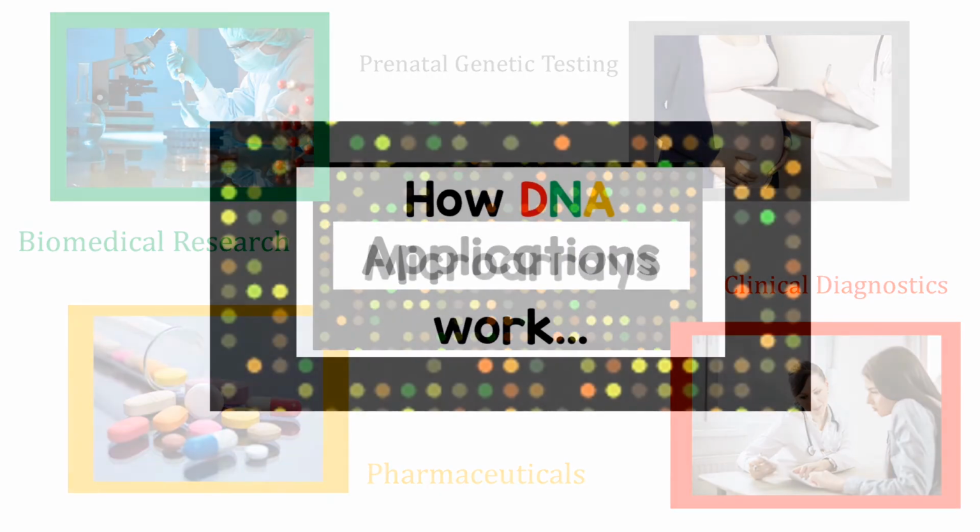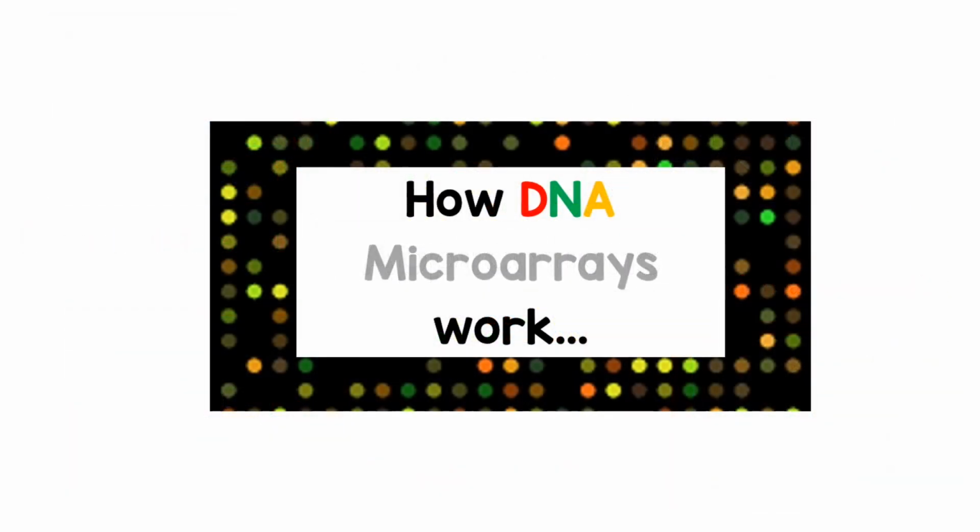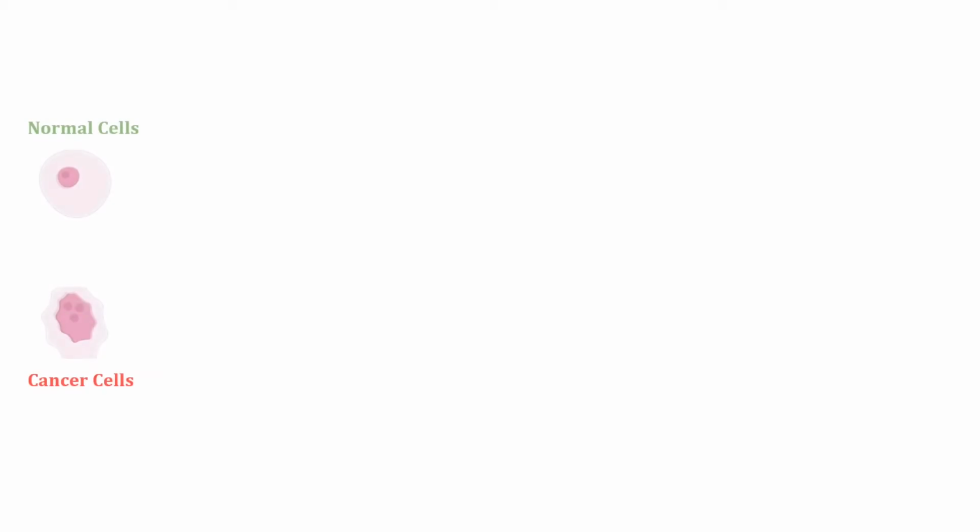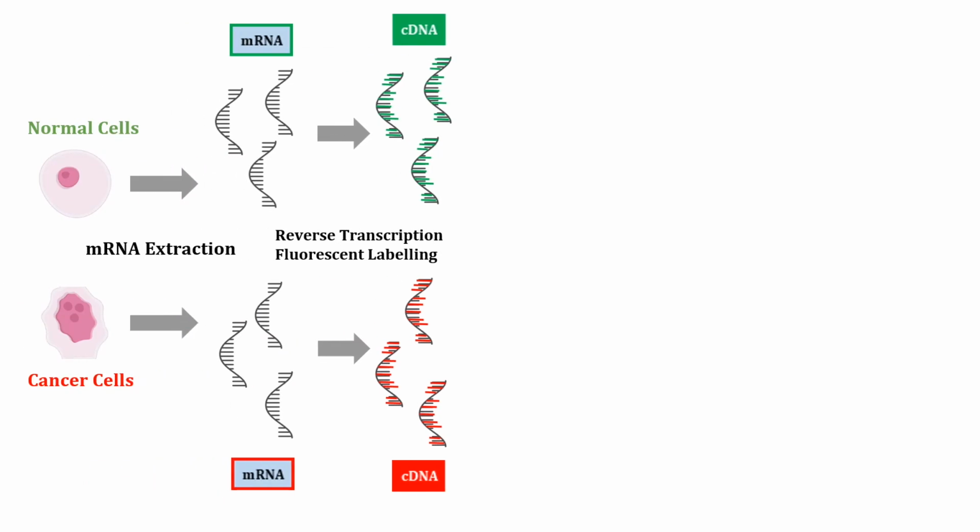Let's explore a little more closely how DNA microarray analysis actually works. Here are the basic steps in a DNA microarray analysis. First, a control sample and an experimental sample are collected. Just as an example, the control sample could be normal cell tissue and an experimental sample could be tumor tissue or cancer. Second, mRNA is extracted from both samples and then transcribed into complementary cDNA using reverse transcription.